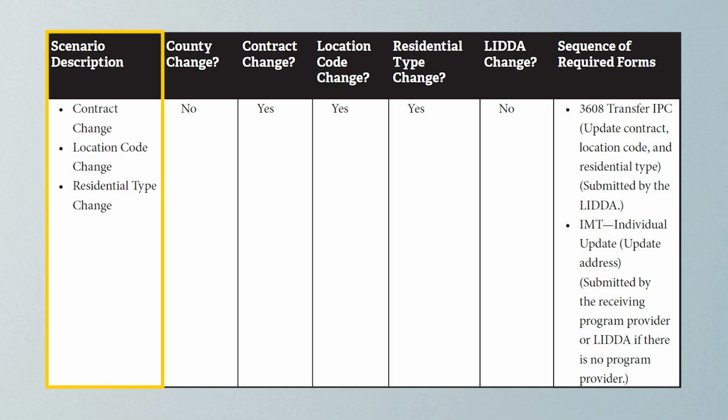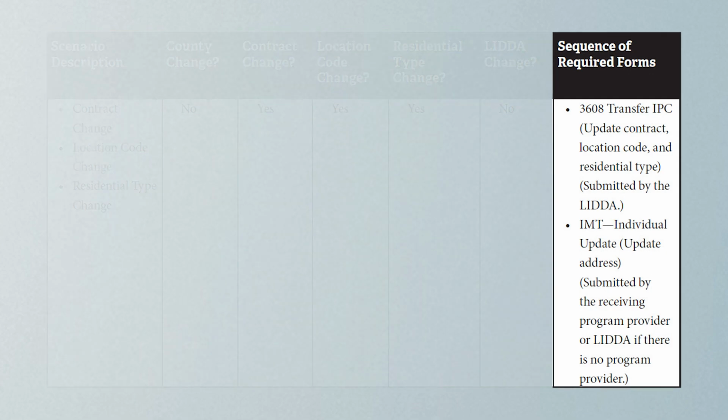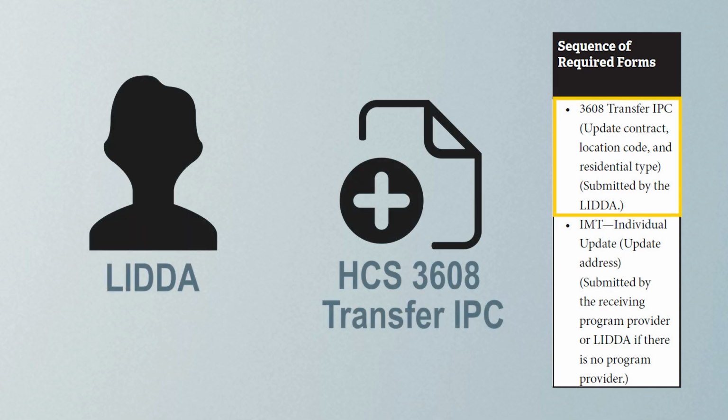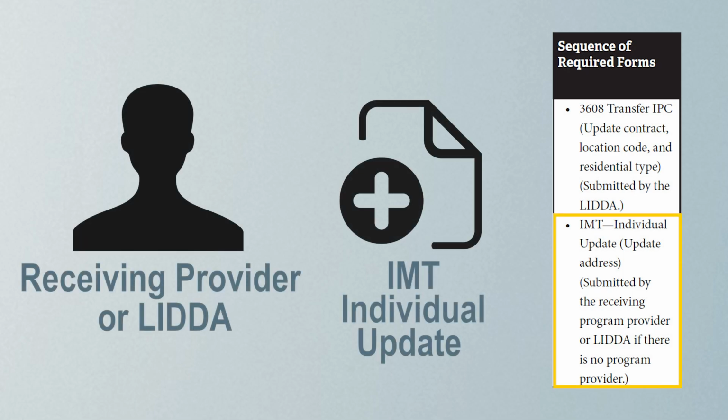Here, we see an individual needs a contract change, location code change, and a residential type change, which the middle columns confirm. The LIDA submits the 3608 Transfer IPC to update the contract, location code, and residential type. Next, the receiving provider, or LIDA, submits the IMT individual update to update the address.